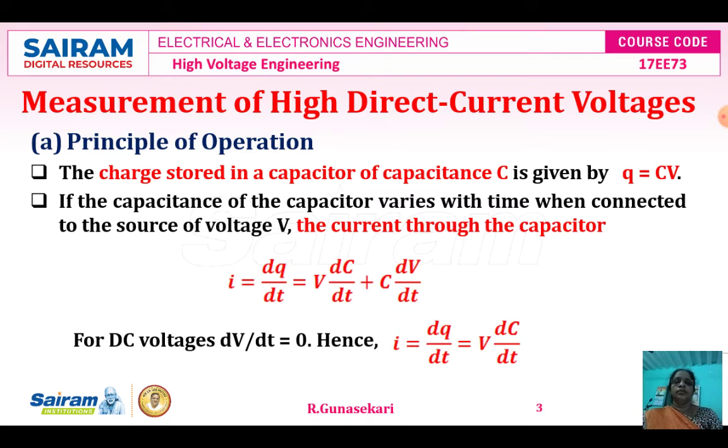Then for DC voltages, that is, for high DC voltages, dV/dt = 0. This condition is applied in the above equation. Again, the current through the capacitor, small i, can be rewritten as i = dq/dt = V dC/dt, because dV/dt = 0. Therefore, the C dV/dt term goes to 0 in the above equation.